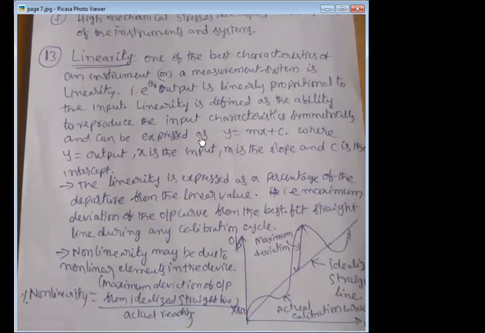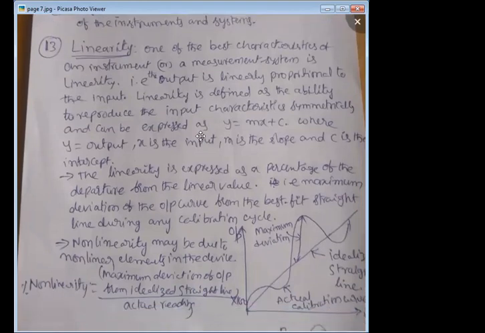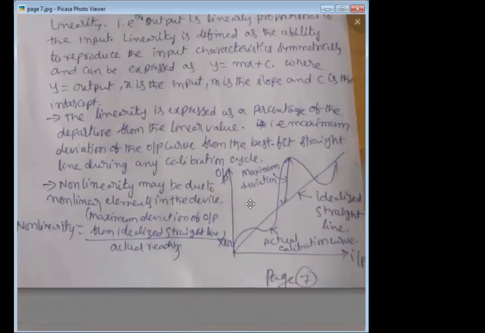Coming to the subject again: linearity. Another important static characteristic of an instrument is linearity. One of the best characteristics of an instrument or measurement system is linearity, that is, the output is linearly proportional to the input. Linearity is defined as the ability to reproduce the input characteristics symmetrically and can be expressed as, all of you know, y = mx + c. So y is the output, x is the input, m is the slope, and c is the intercept.